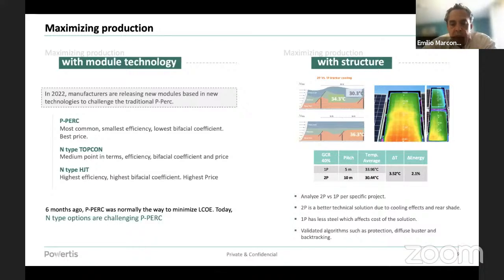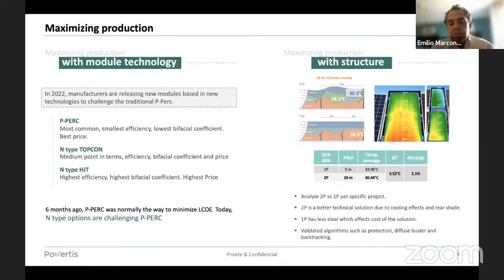At Soltec we have both, and I still think that 2P for me is a better technical solution, especially because for the Soltec tracker, the SF7 has a gap in between the two modules. That gap makes a huge difference in terms of cooling effect and real shade, because the torque tube will not be doing any shading in the rear side of the modules, especially now that most of the modules are bifacial.